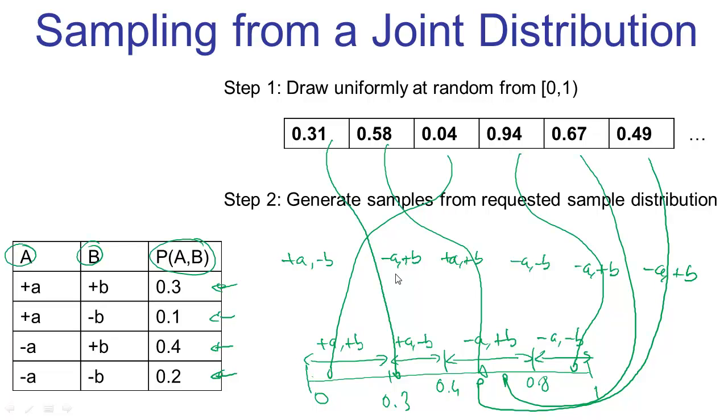And 0.49 maps also onto the minus A plus B interval. So we have 3 times minus A plus B, 1 time minus A minus B, 1 time plus A plus B, 1 time plus A minus B.